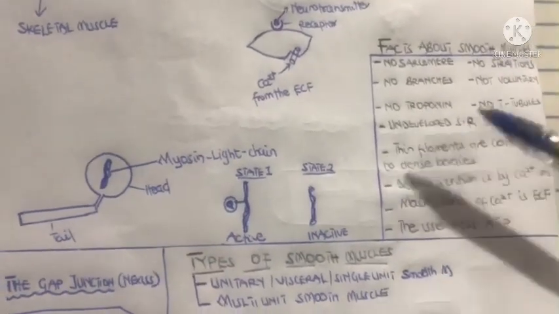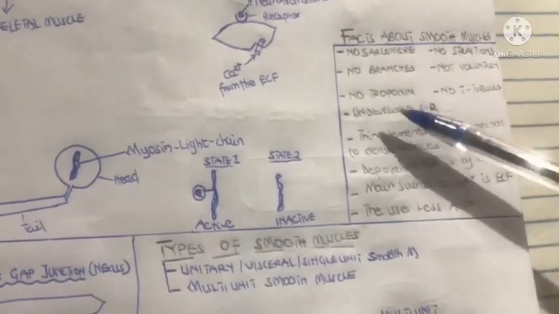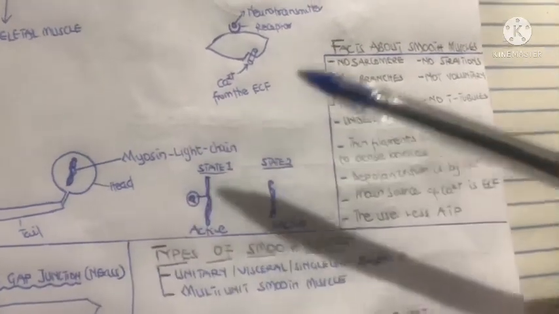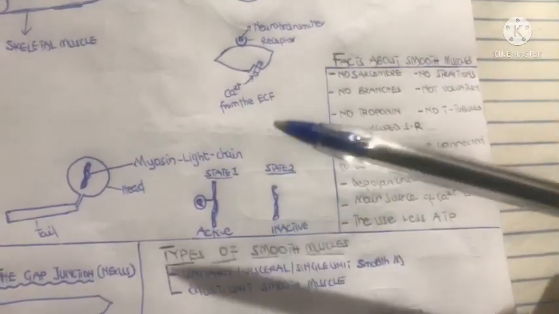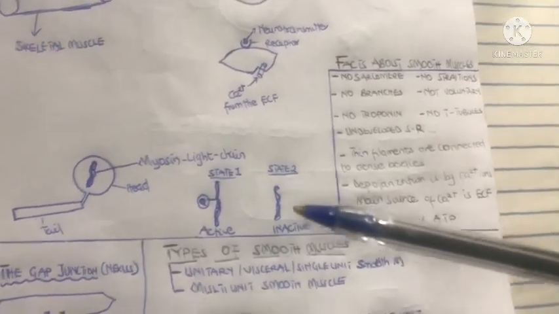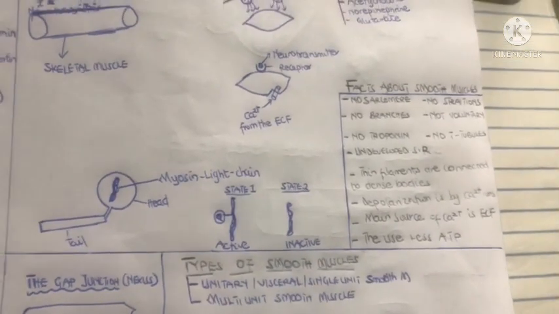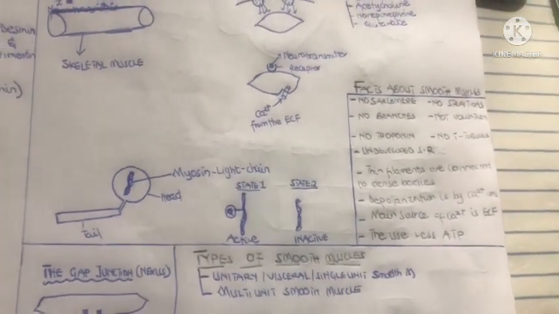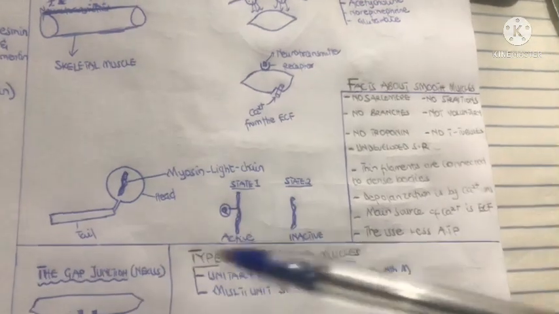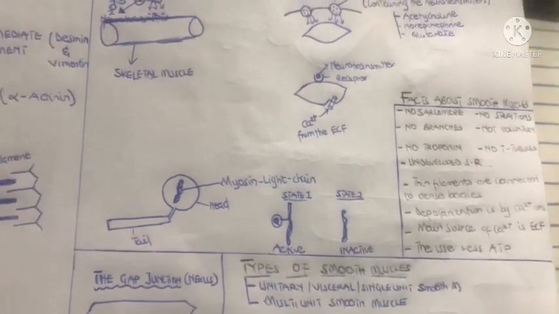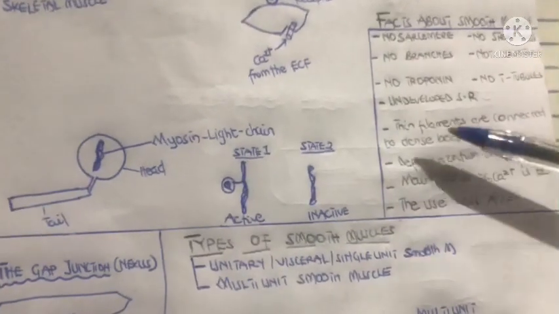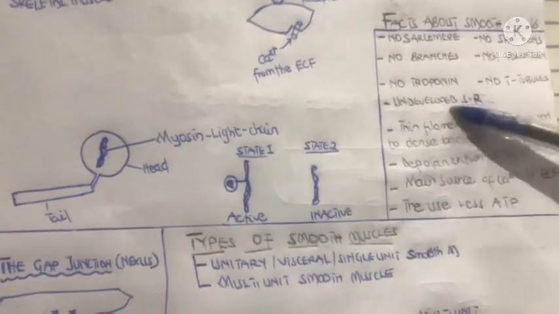They don't have troponin, as I said. Instead of troponin, they have what? The calmodulin. That's where the calcium will bind to, and they form the calcium-calmodulin complex, which will what? Activate the caldesmon. And this caldesmon will tell the tropomyosin to expose the myosin binding site for the myosin to bind to that site to initiate what? Contraction.